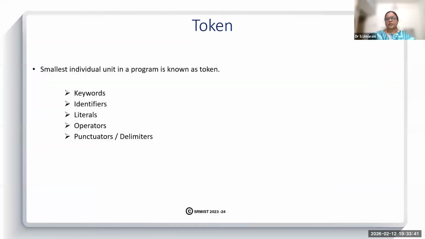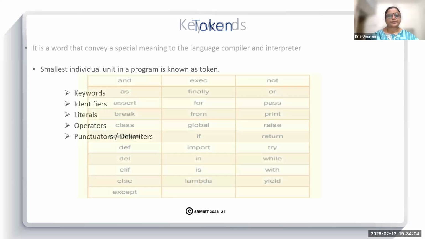Then I am going to discuss the token. The smallest individual unit in a program is known as a token. There are so many tokens available in Python. The first one is keyword, second is identifier, third is literals, fourth is operator, and fifth is punctuator or delimiter.